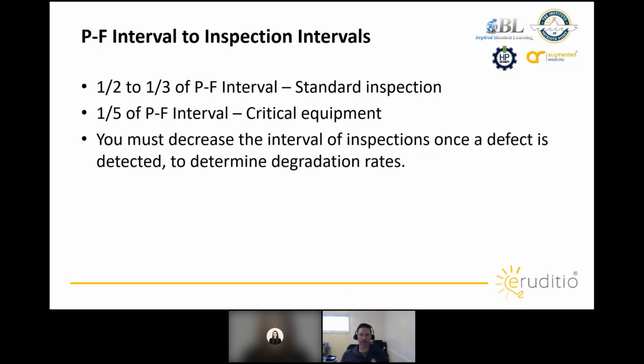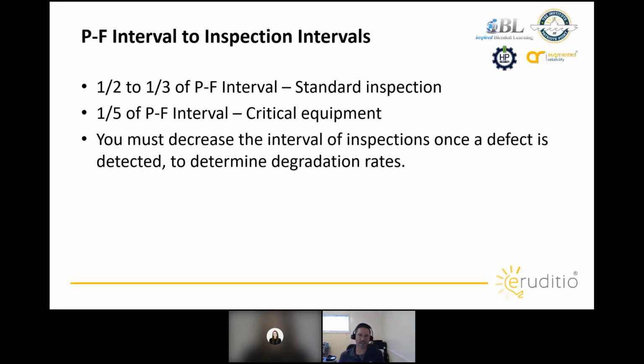We've done our FMEAs, we've identified the failure modes, severity, probability of occurrence, all those different things, we can start to plug those in. So if we know that this is likely to occur once a year, and once it does start to occur, how long is it going to take to fail, we can start going back and looking at that to establish our inspection frequencies.